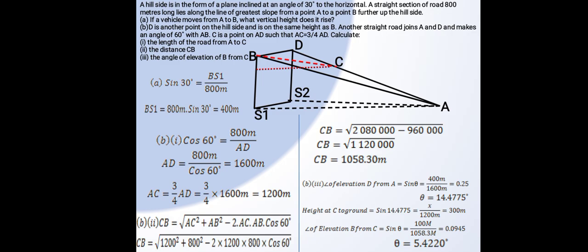Now, I have sketched that diagram. You can see AB and you can see B to S1. So B to S1 is the distance the vehicle will rise if it moves from point A to B. Now we know that the distance we have been given as 800 meters, and we have been given an angle of 30.